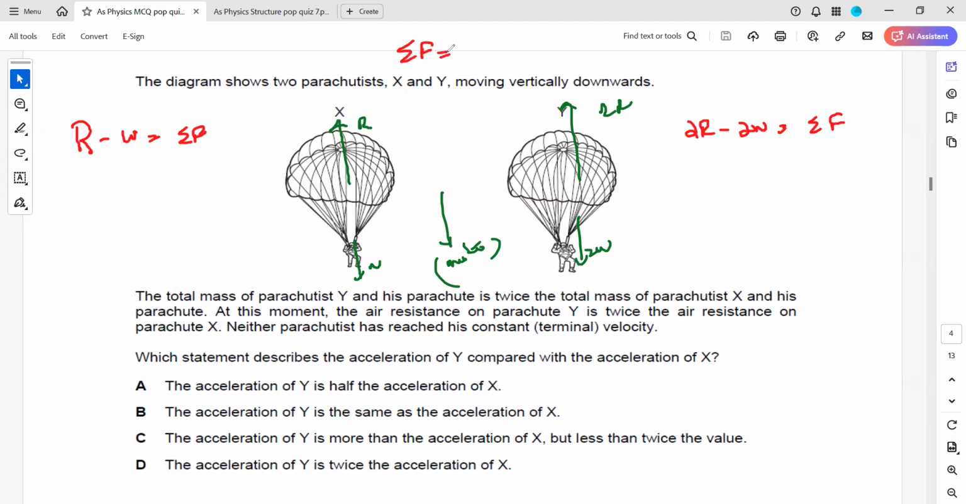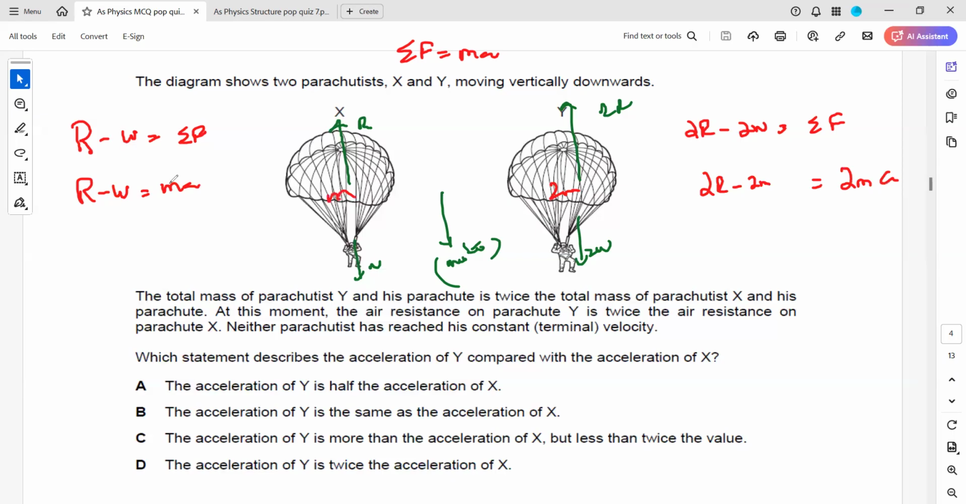According to Newton's second law, the resultant force F is equal to ma. So you can say R minus W is equal to ma. And here also 2R minus 2W is equal to ma. But what is the mass here? They mentioned this has twice the mass of this one. So when we substitute ma, we will substitute 2m, because the mass is twice m.